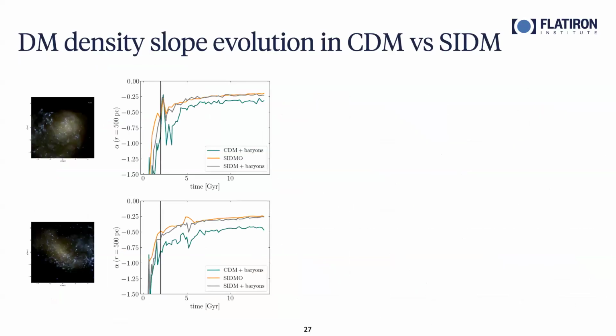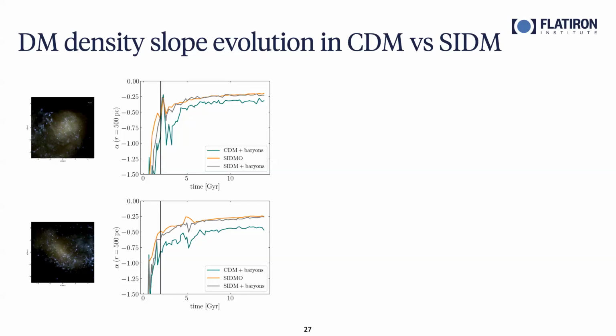Okay, so just to talk about this a little bit more, that difference. Here now what I'm showing is just two galaxies, where now I'm showing the central slope at 500 parsecs as a function of cosmic time. The teal line in each case is the CDM plus baryon run, and the orange line is SIDM only, and the SIDM plus baryons is the gray. And so the point here is that the self-interactions are really dominating and helping you to set even lower central densities with larger dark matter cores in this model.